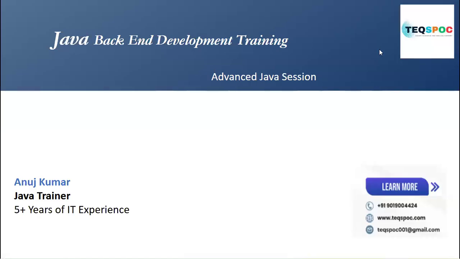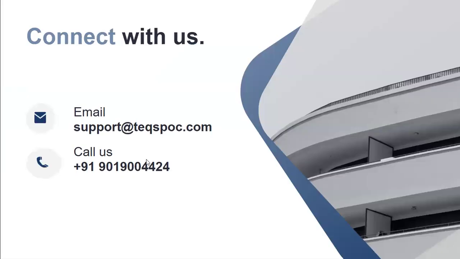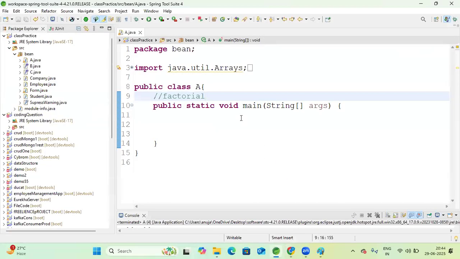Hello everyone, welcome to the channel. This is a continuation of the Java interview coding problems. Today we will see how to find the factorial of a given number, and how to find the LCM and HCF of given numbers. So, how to find a factorial?